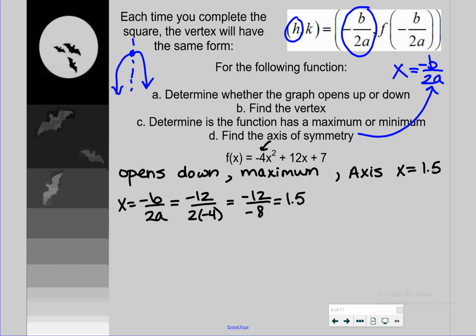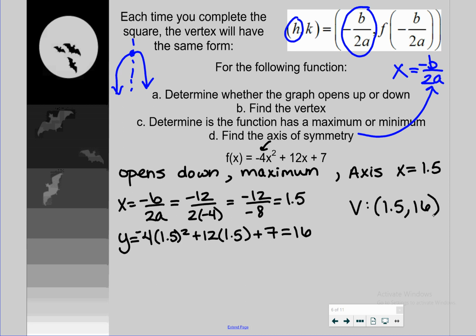Now, once I have the axis of symmetry, my x coordinate of my vertex, all I have to do to get the y is plug that x into the equation. Negative 4 times 1.5 squared plus 12 times 1.5 plus 7. What does that give me? 2.25 times negative 4 is negative 9, plus 18 is positive 9, plus 7 is 16, and that's my vertex. 1.5, 16.